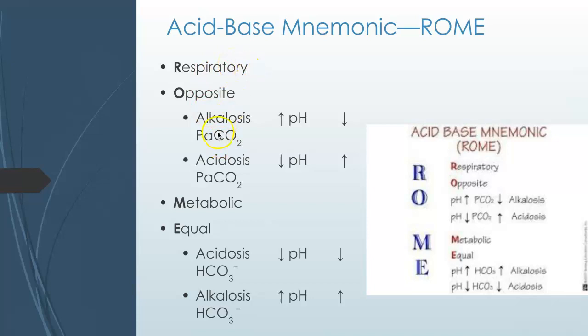So the ROME method is, if I have an increased pH, I'll have a decreased PaCO2. And so you'll notice that this is respiratory opposite. Same thing with acidosis. If I have a decreased pH and increased PaCO2, this one is going to be respiratory acidosis. And with metabolic, it's going to be equal. So if my pH is going down, my bicarb will also be going down. And with alkalosis, they will also be going up and up. So this will make more sense when we do some practice ones in class.